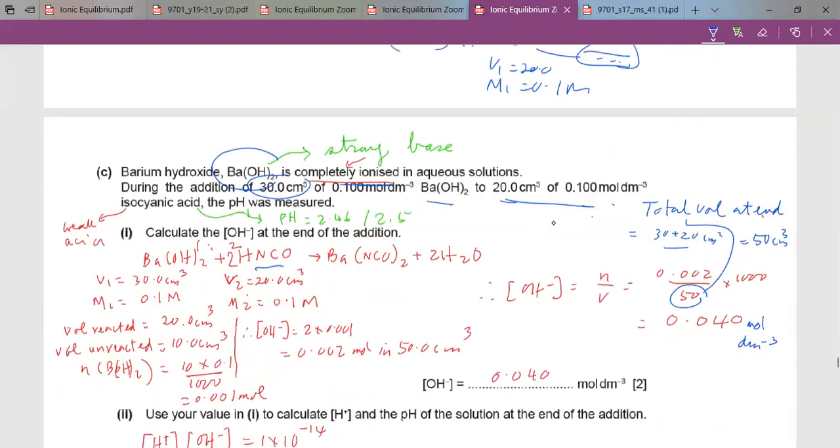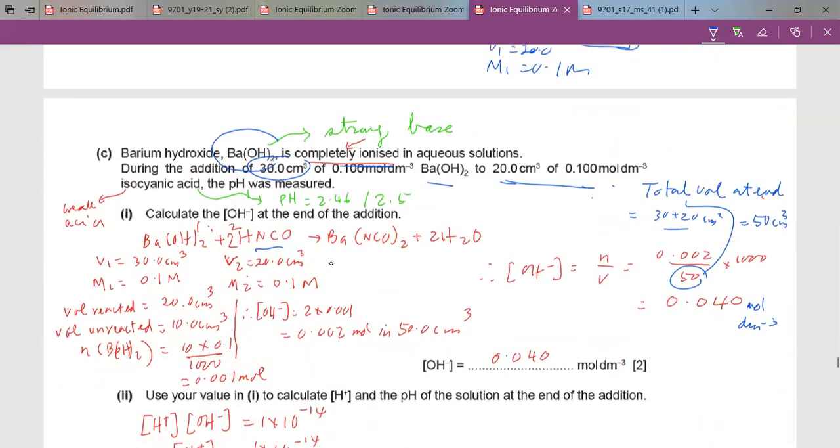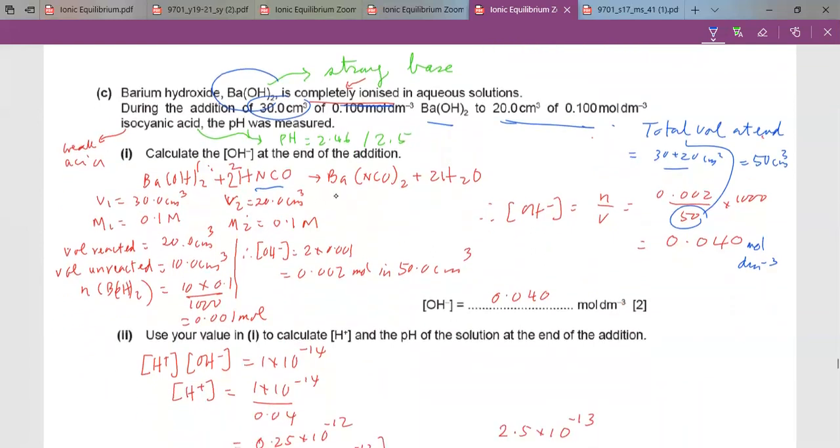So remember, this is the equation here. Hold on a minute, I just want to check here. Sometimes I make mistakes when I hurry. Here I use a slightly different method from the marking scheme, a simpler method. Now remember, this is the equation: 1 mole is to 2 moles.